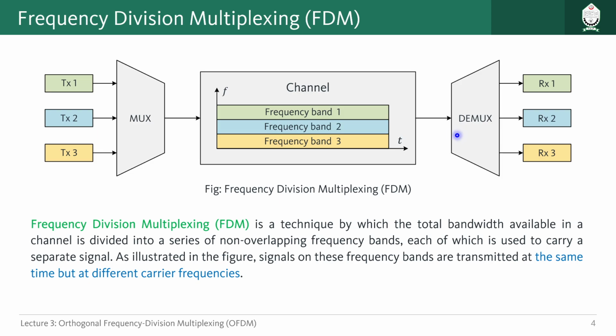And obviously at the receiver we will have a demultiplexer which will separate the signals based on some algorithm, and finally our receivers will receive the intended signals. So that is FDM.